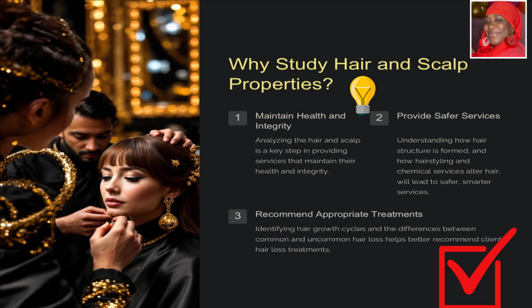Check-in. 1. Describe 3 ways studying hair and scalp properties benefits you as a cosmetologist. Answer. Answers may vary, but could include the following. Analyzing the hair and scalp is a key step in providing services that maintain their health and integrity. Understanding how hair structure is formed and how hairstyling and chemical services alter hair will lead to safer, smarter services. Identifying hair growth cycles and the differences between common and uncommon hair loss helps better recommend client hair loss treatments.